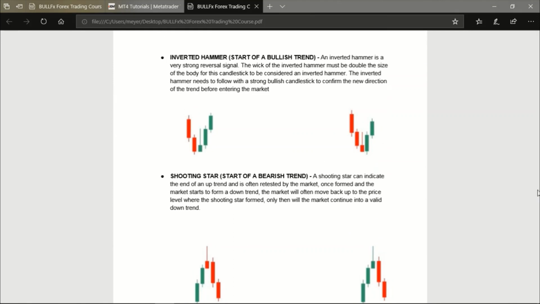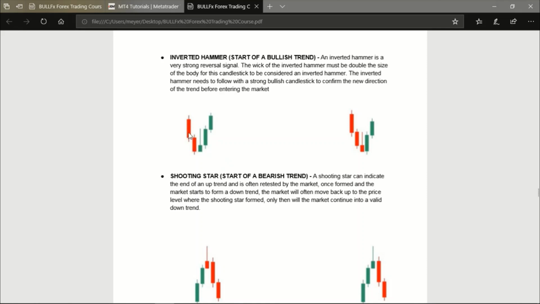Inverted hammer, or the start of a bullish trend. An inverted hammer is a very strong reversal signal. The wick of the inverted hammer must be double the size of the body for this candlestick to be considered an inverted hammer. The same that we explained previously with the standard hammer pattern. So the inverted hammer needs to follow with a strong bullish candlestick to confirm the new direction of the trend before entering the market.